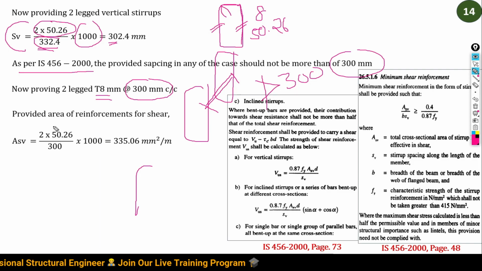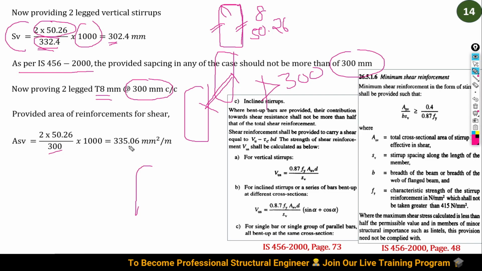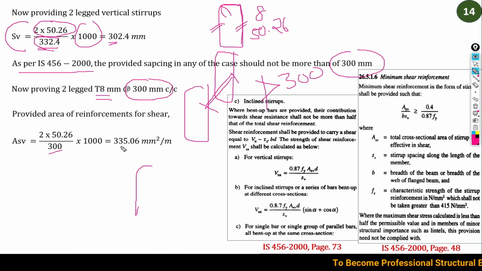Now spacing we are going to provide here as 300. Okay, so it is going to become 335.06 mm square per meter. This much area of the reinforcement we have provided.